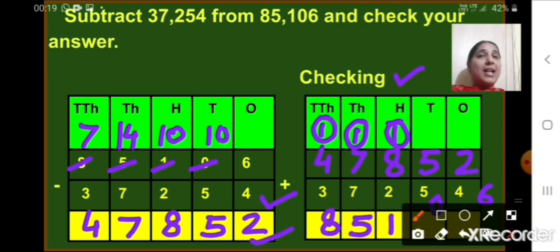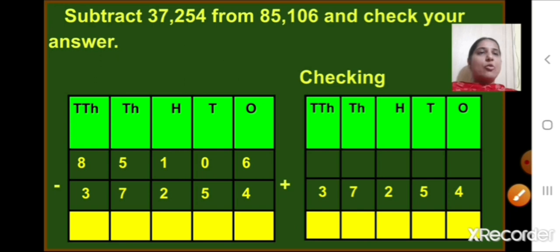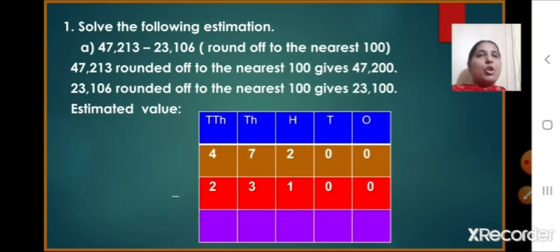So 85,106. Was that the minuend? Yes, you can see 85,106. So what does it show? It shows that our subtraction is correct. Got it, children? Now let's move to the next question. Now solve the following estimation.